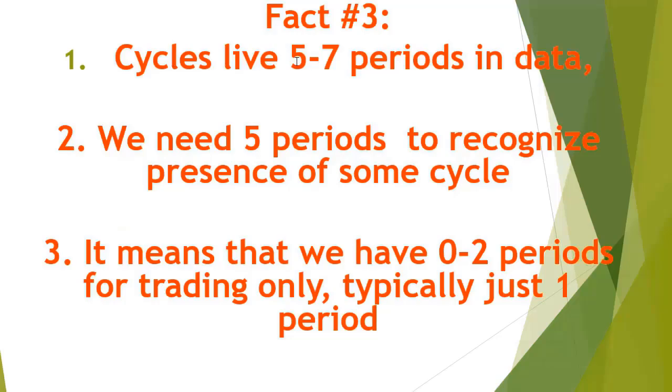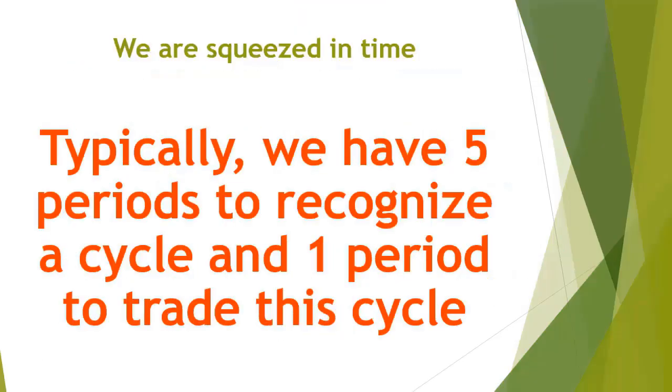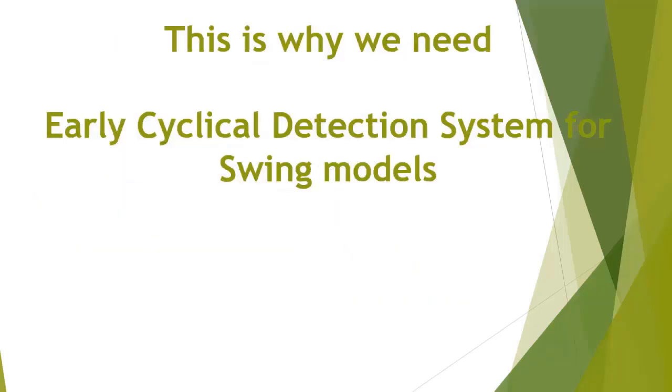So now we do the final counting. We have cycles that live 7 periods. We need 5 periods to recognize the presence of some cycle. It means that for trading, we have only between 0 and 2 full periods. Typically, we have only 1 period. And you see, we are very squeezed in time. We need to have 5 periods to recognize the presence of some cycle and 1 period to trade this cycle. This is why we need to apply an early cyclical detection system for swing models.